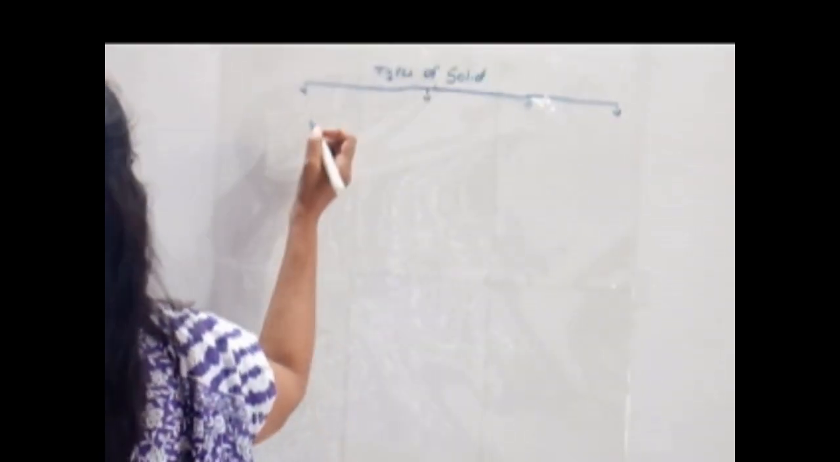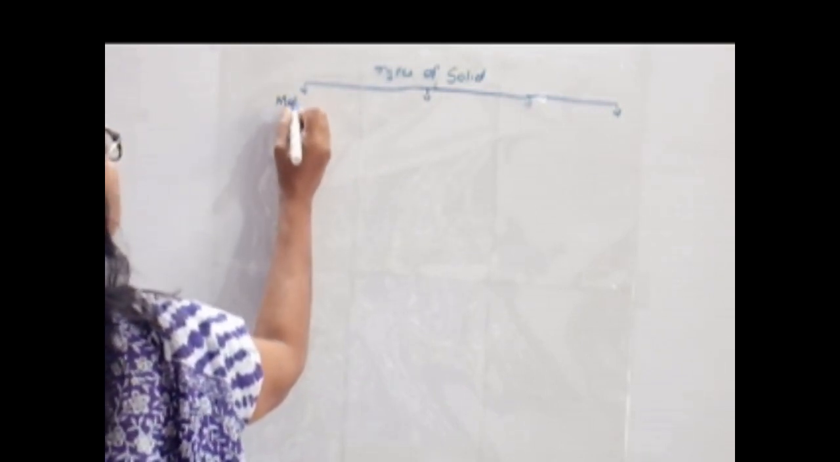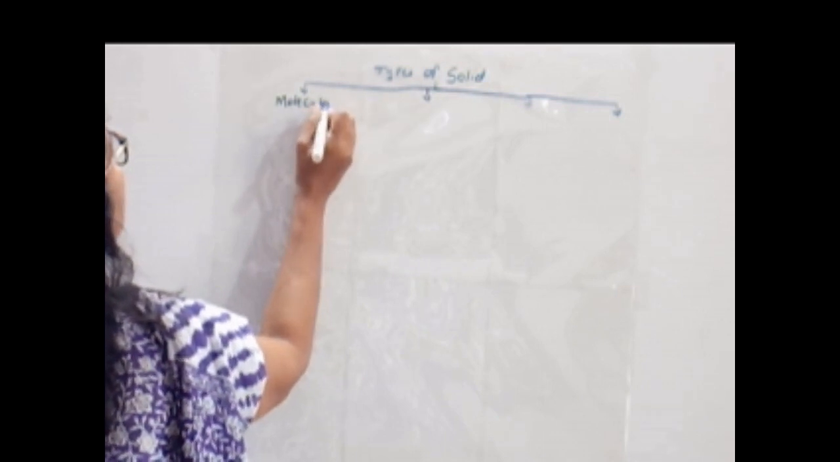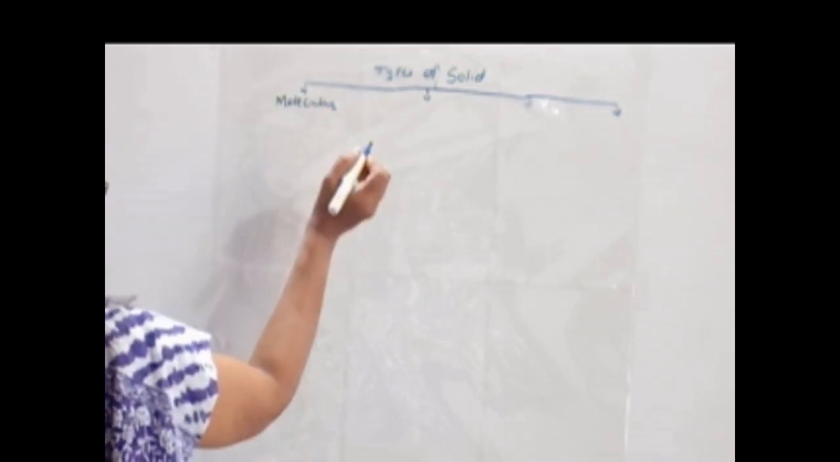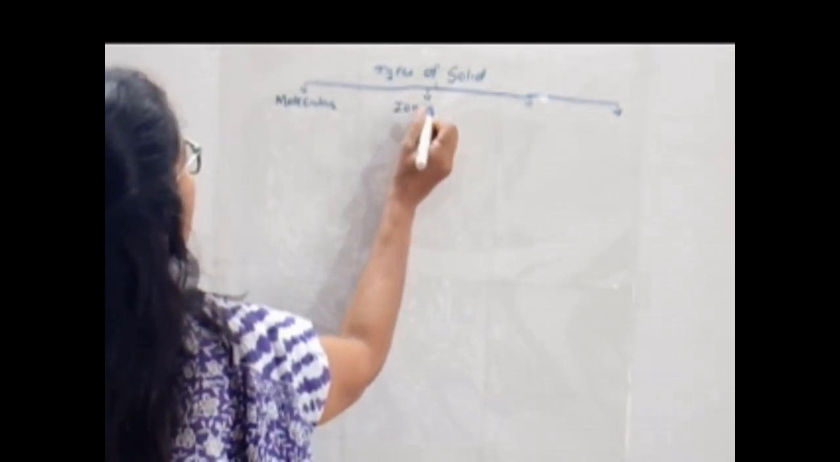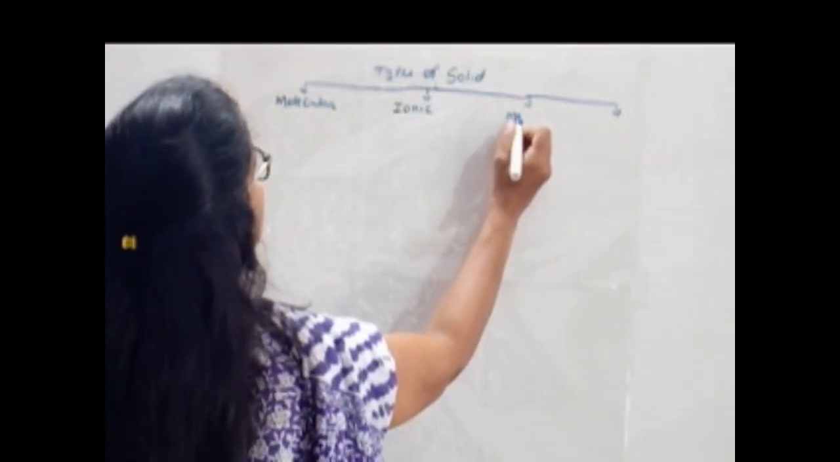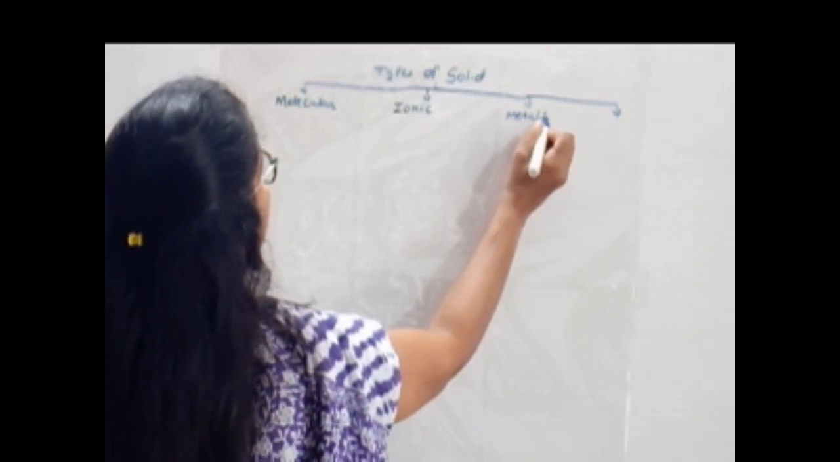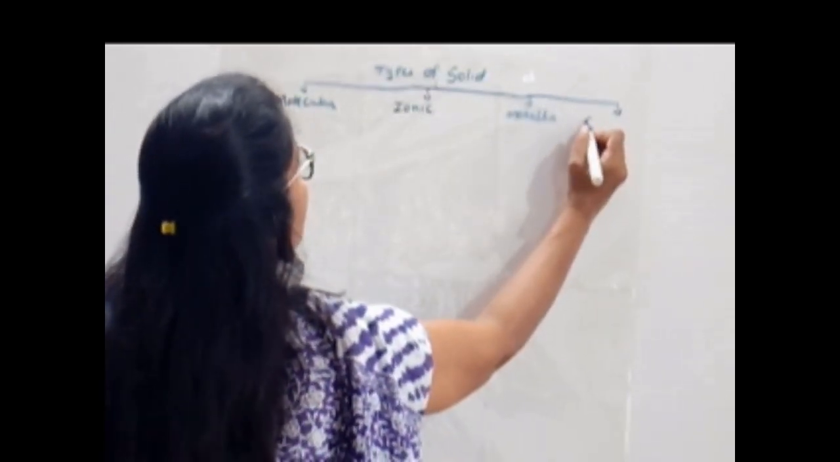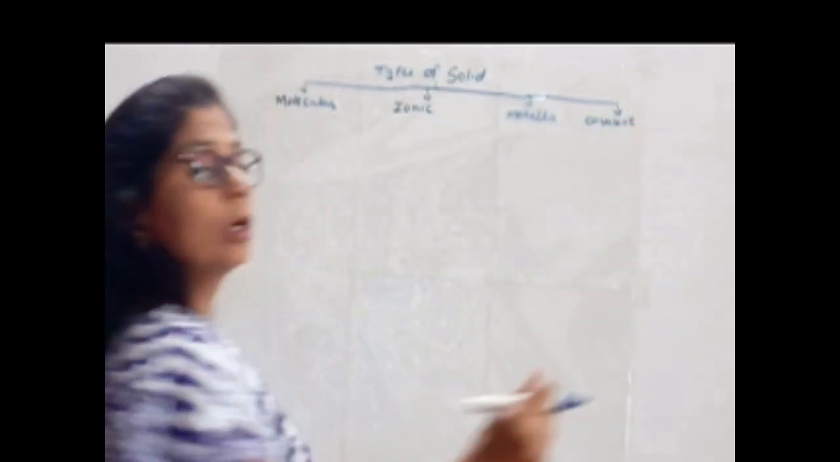First of all, I am writing here the molecular solid. Then the second one is known as ionic solid. Then the third one is known as metallic solid, and the fourth one is covalent solid. Hope so students, is it clear to you? Is it visible? Yes.